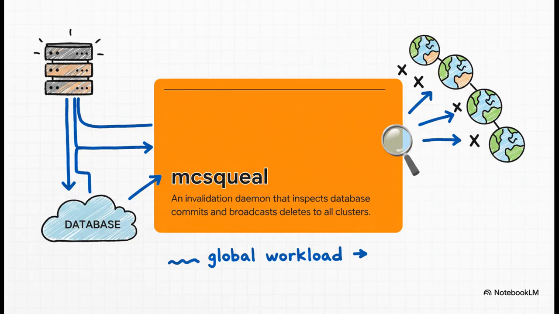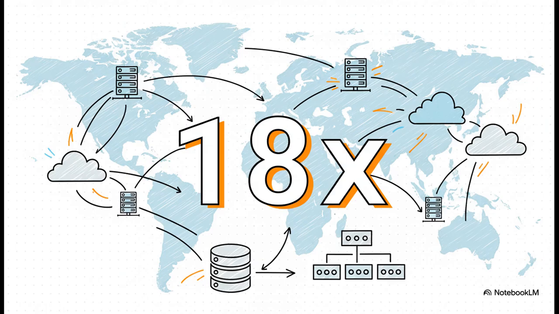Think of it like a little detective that lives on every database server. It's a program, an invalidation daemon, that literally watches every single change made to the database. It figures out which keys need to be deleted from the cache, and then broadcasts those delete commands out to every cluster in the entire region. And they made it ruthlessly efficient.